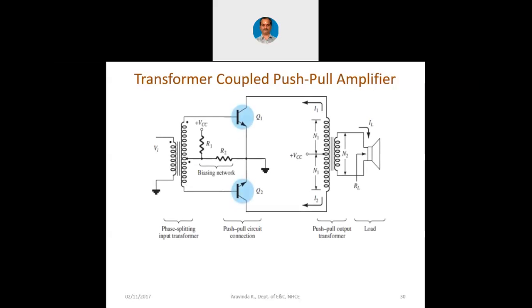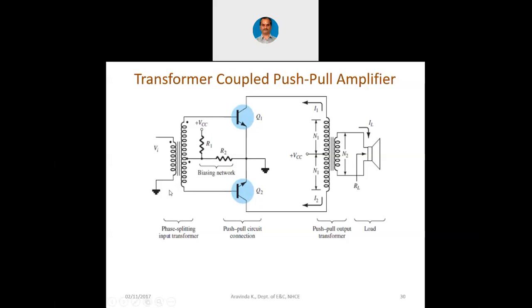You can see now, this is that class B push-pull amplifier, complete amplifier now. There is a phase splitting transformer. We had seen in the previous slide how phase splitting can be performed using a center tapped transformer. That is there now here. And then we have a push-pull circuit connection. At the top you have NPN, at the bottom you have one more NPN. And at the output you can see another transformer which is connected to the speaker.